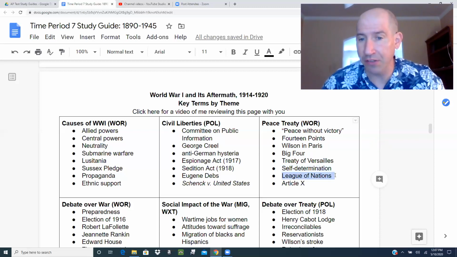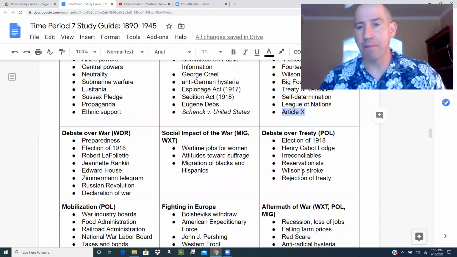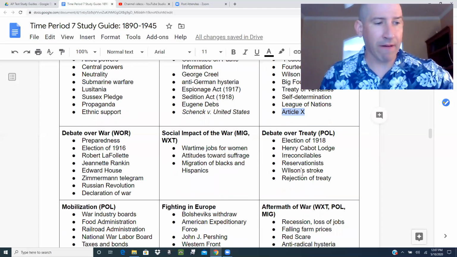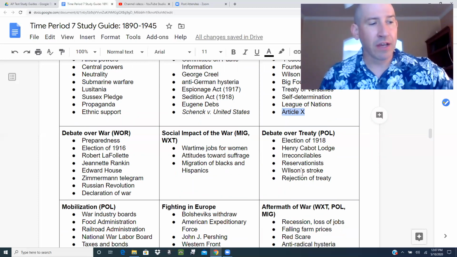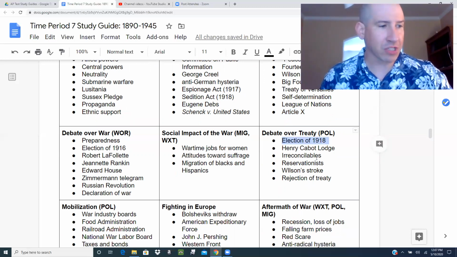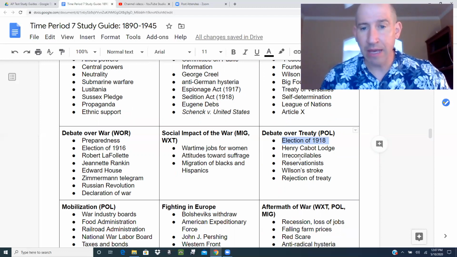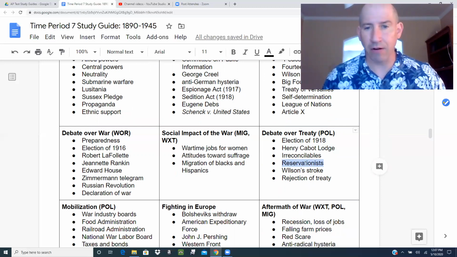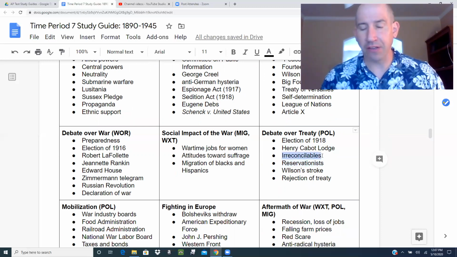The League of Nations is created, and it includes Article 10, where the members pledge themselves to each other's mutual defense. But one great thing about America is checks and balances. The Senate has to ratify that treaty, and the Republicans won big in the election of 1918, the midterm. And Henry Cabot Lodge leads, even though he's a reservationist, which says we'll support the League of Nations without Article 10, there's also a lot of irreconcilables.